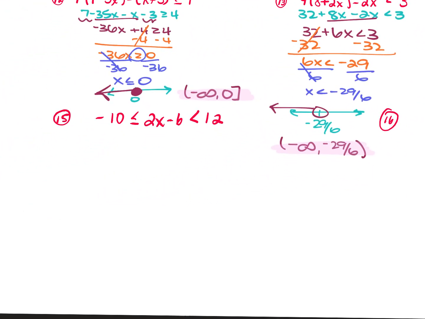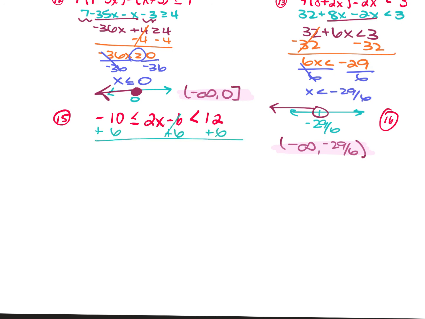15, we have negative 10 is less than or equal to 2x minus 6, which is less than 12. In order to get rid of what's in the middle other than x, you are going to undo the addition or subtraction before you undo the multiplication or division for this one. For this one, we're going to add the 6 to every part to get it out of the middle.